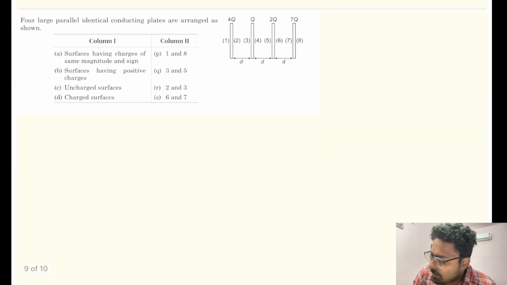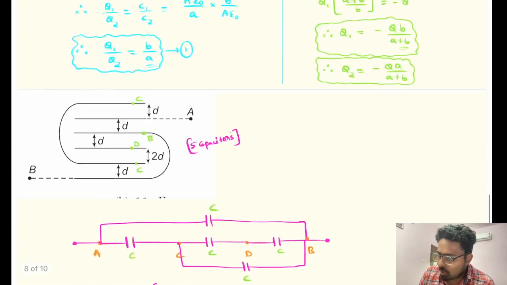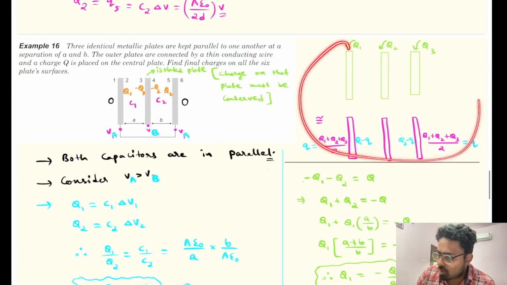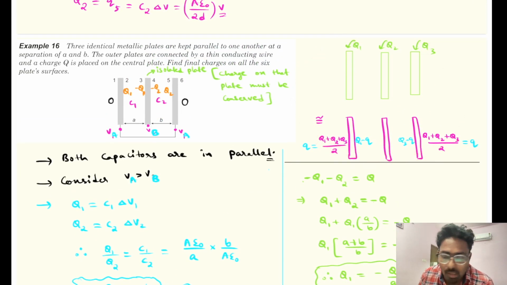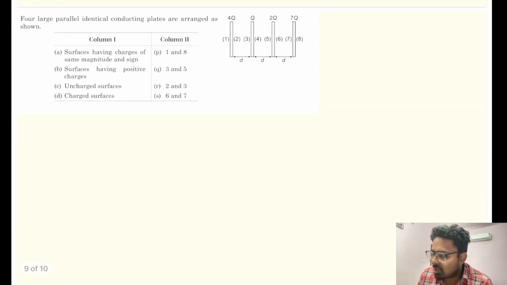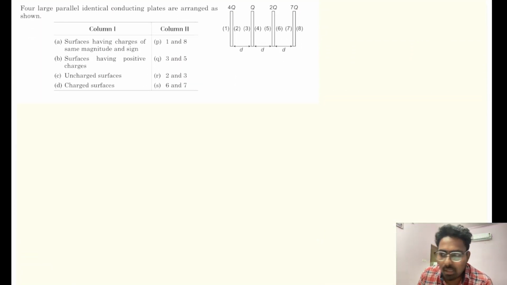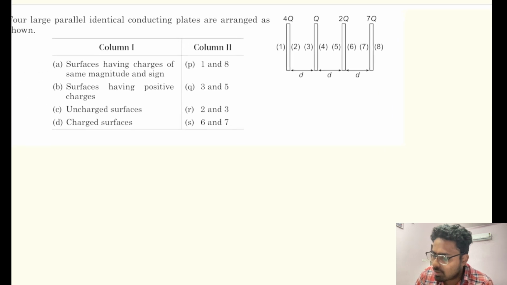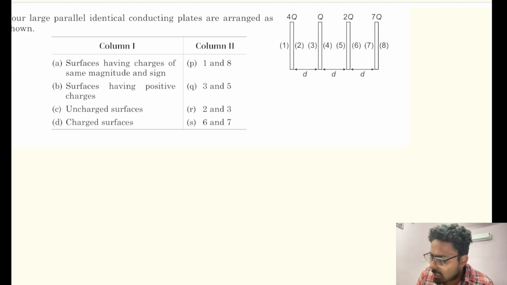Here they are telling there are 4 plates, and you can see that they have given the charges now. Earlier I told the concept of how the charges will be distributed. After knowing that concept, you can easily solve this question. Here they are asking about surfaces having charges of same magnitude and sign, surfaces having positive charges, uncharged surfaces, and charged surfaces.